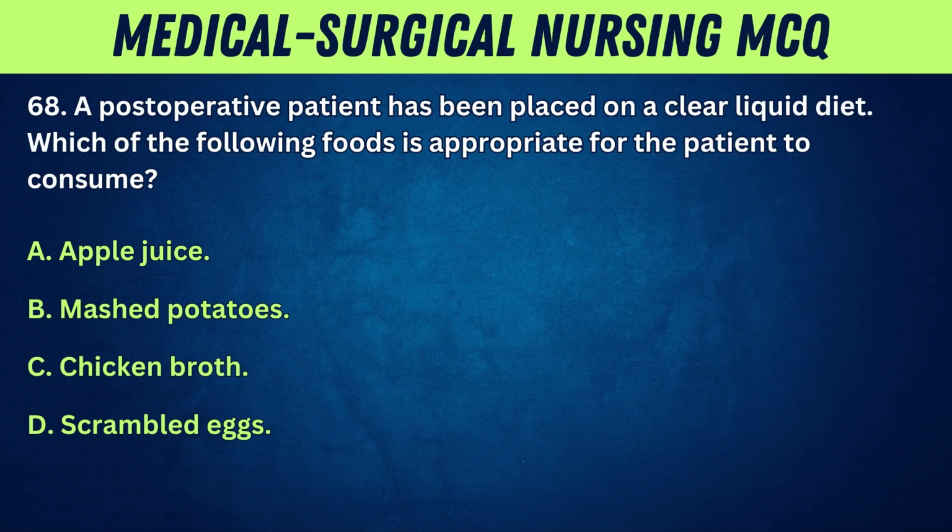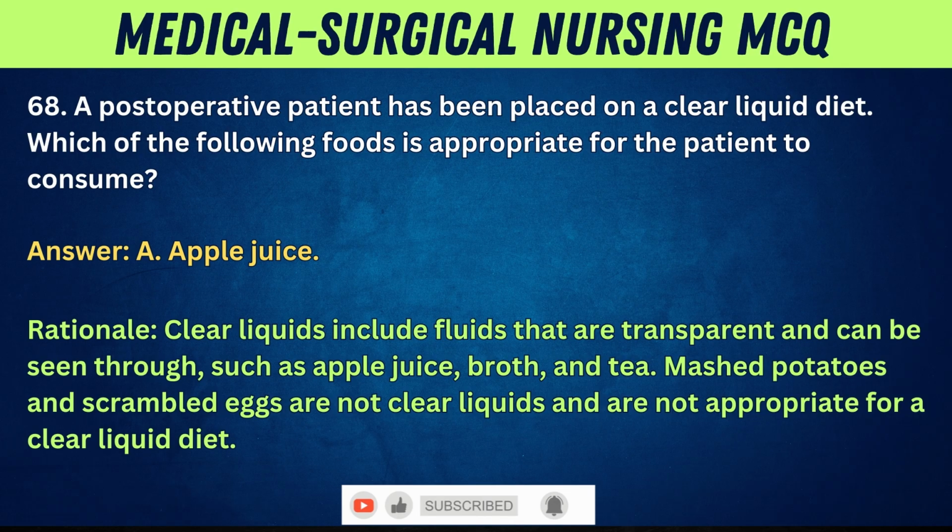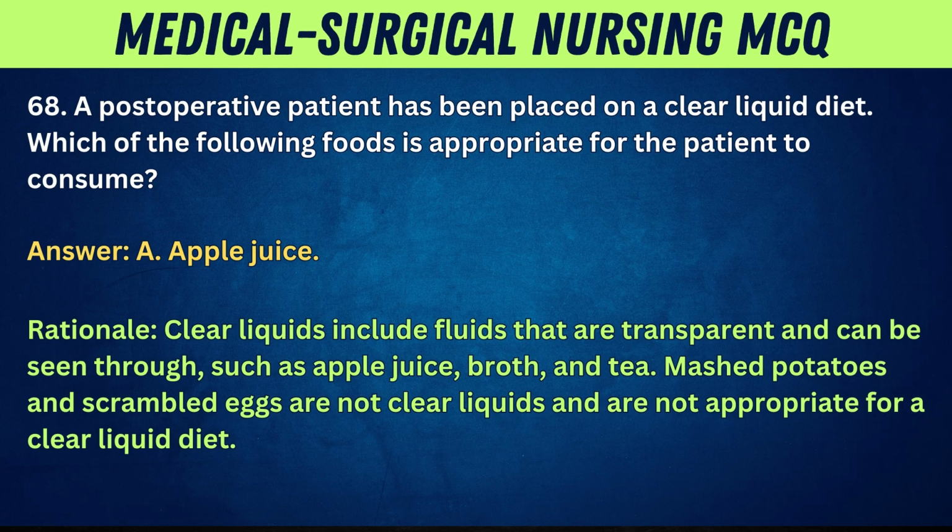68. A postoperative patient has been placed on a clear liquid diet. Which of the following foods is appropriate for the patient to consume? A. Apple juice. B. Mashed potatoes. C. Chicken broth. D. Scrambled eggs. Answer: A. Apple juice. Rationale: Clear liquids include fluids that are transparent and can be seen through, such as apple juice, broth, and tea. Mashed potatoes and scrambled eggs are not clear liquids and are not appropriate for a clear liquid diet.